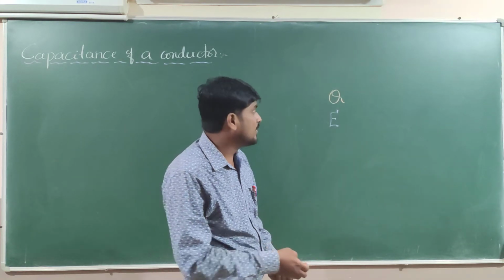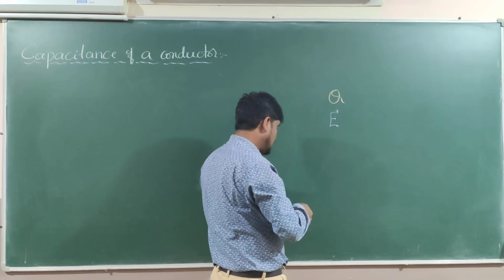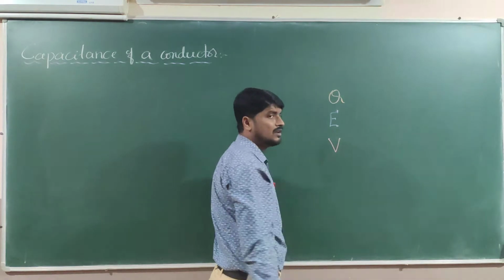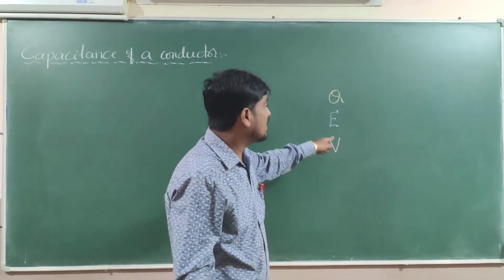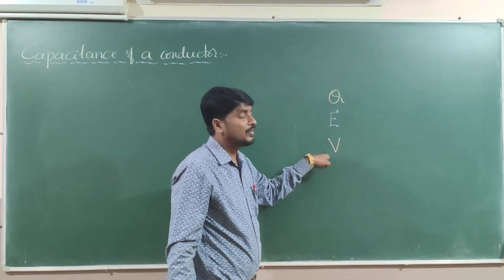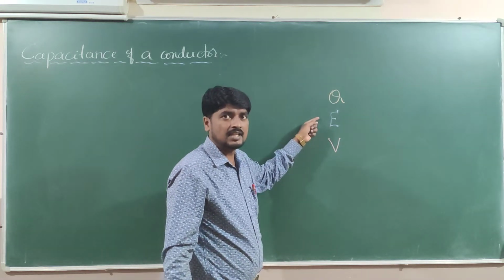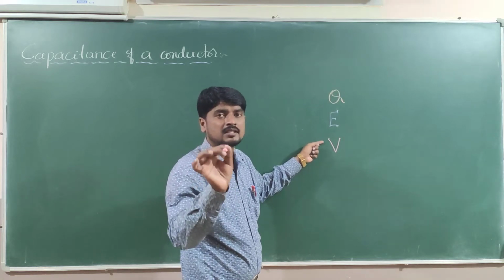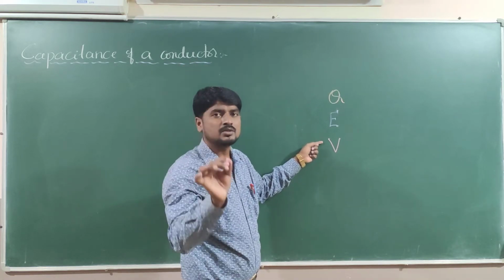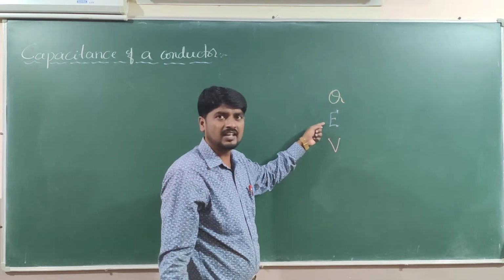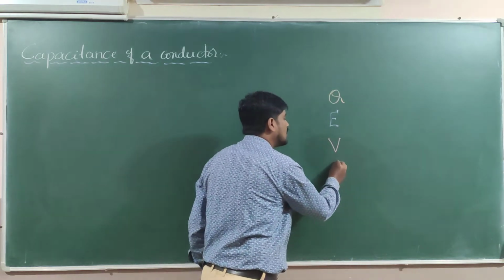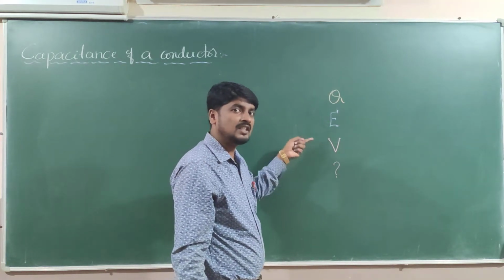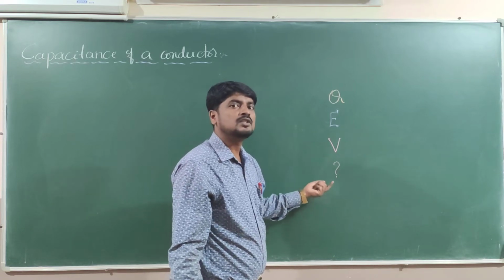Come to chapter number 2. If there is a charge, there is an electric field. If there is an electric field, and I bring another charge from infinity to a point in this electric field, then there is a potential. That means if there is a charge there is an electric field, and if there is an electric field there is a potential when I bring a charge from infinity against the direction of the electric field. Next, I am going to introduce one more thing. If there is a Q, there is an E, there is a V, then what next? That I am going to deal with today.